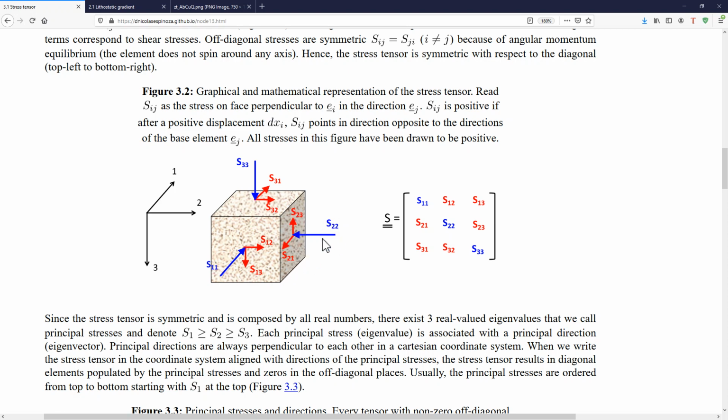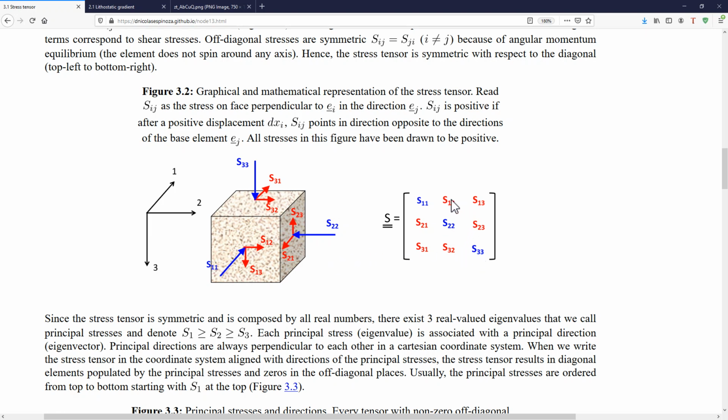And going to this example, this is a stress applied on face number 2 on direction 2. And therefore, that makes it a normal stress, perpendicular to that face. These normal stresses can be compressive or tensile. Usually in geomechanics, we use the convention that compression is positive and tension is negative. Okay, these are the normal stresses which go in the diagonal.